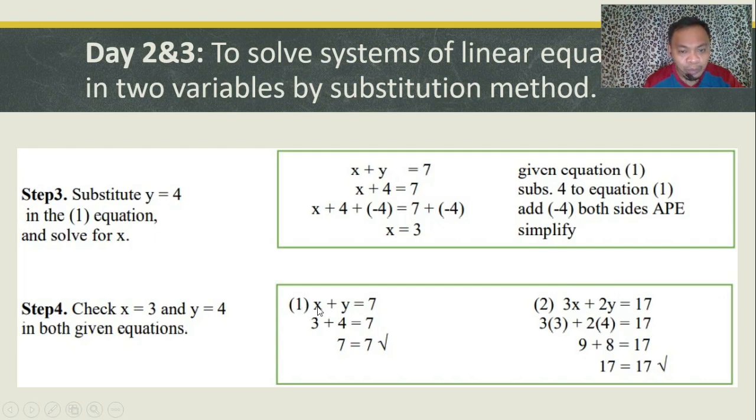Okay, for equation 1, we have x plus y is equal to 7. Yung x po natin ay 3, di ba? Yung y po natin ay 4. So, therefore, 3 plus 4 is 7. So, 7 is equal to 7. So, check po.